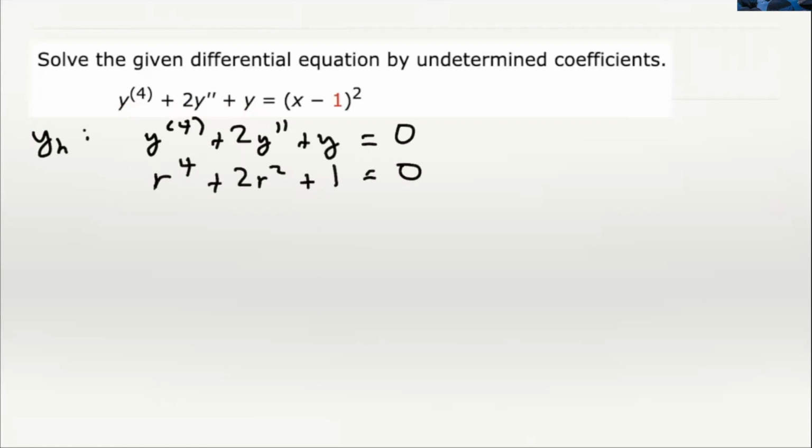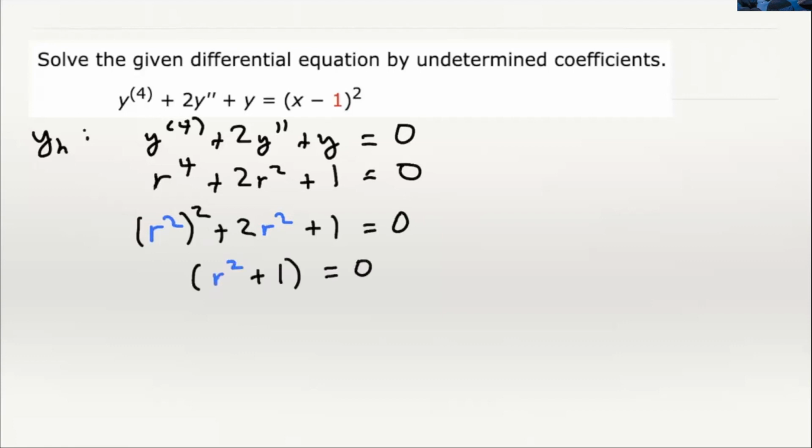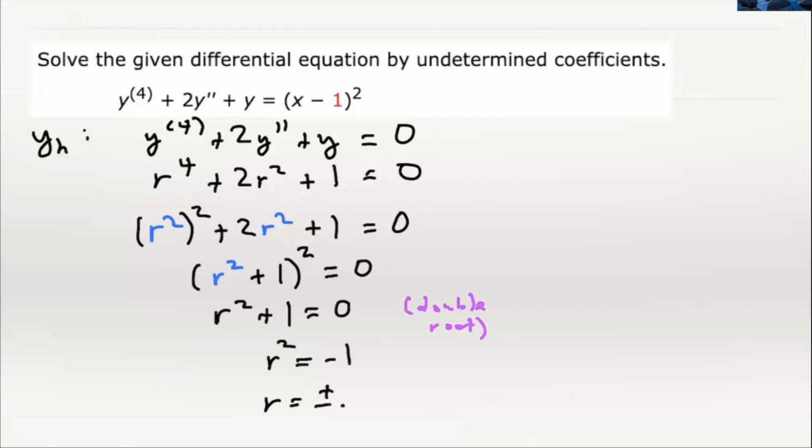Looking at this, here's a slick way of doing it. We can think of this as r squared squared plus 2r squared plus 1 equals 0. And that factors as r squared plus 1, all squared equals 0. In other words, we're just regarding this r squared as a single thing, and then it becomes factoring an ordinary quadratic. And thus, we have r squared plus 1 equals 0 as a double root, and thus r is equal to plus or minus i, square root of negative 1, as a double root.